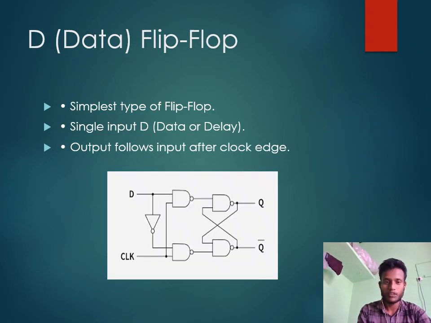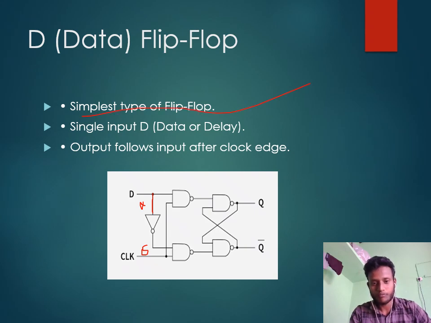Otherwise, you can use the data flip flop. The data flip flop is the same as an RS flip flop, but you join these two, R and S. So this one is R and this one is S. You can join them by using a NOT gate, the complement of this. The D flip flop is the simplest type of flip flop, and it has only a single data input.